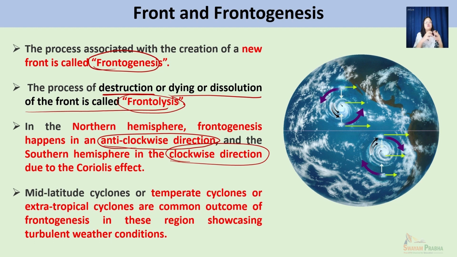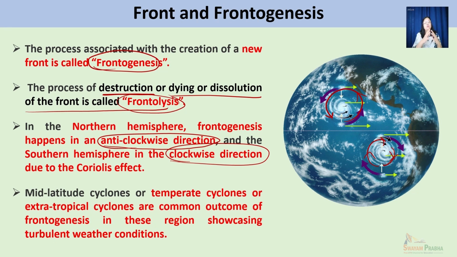So therefore, when the fronts are created in the northern hemisphere, the associated wind movement in those frontal regions of the world is mostly anti-clockwise in the northern hemisphere, while it is clockwise in the southern hemisphere due to the impact of Coriolis force. And these frontal regions of the world mainly exist in the temperate zones of the world, which generally extend between the 40° to 60° north and south latitude in both the hemispheres.